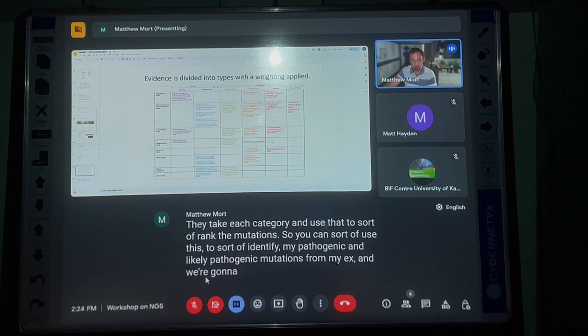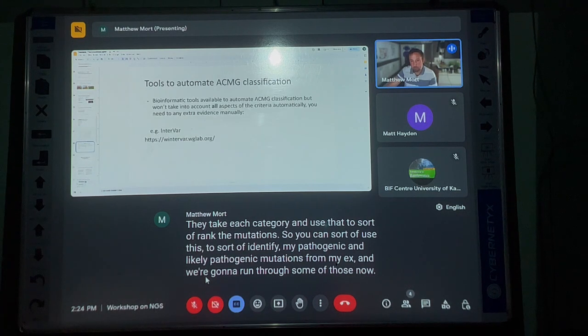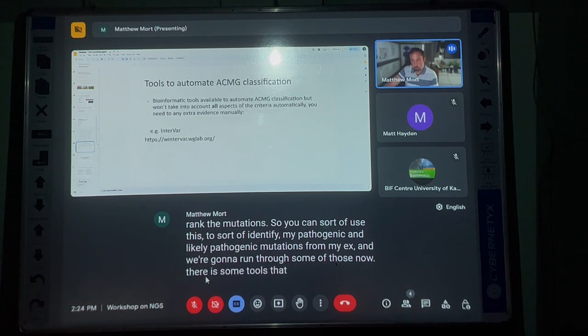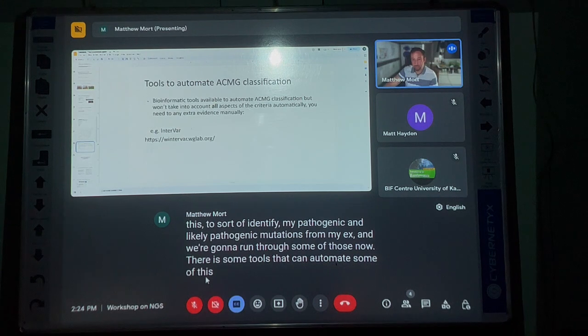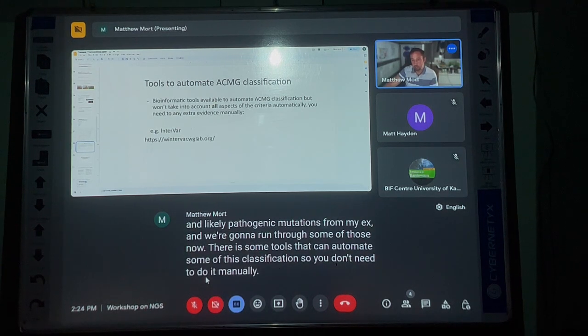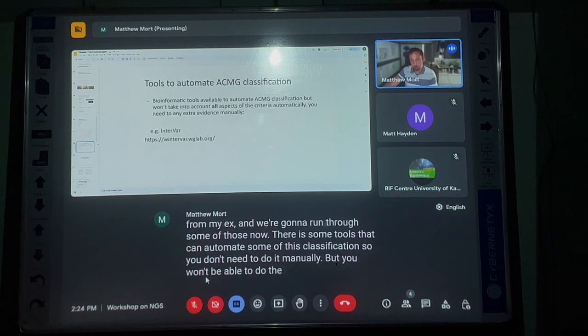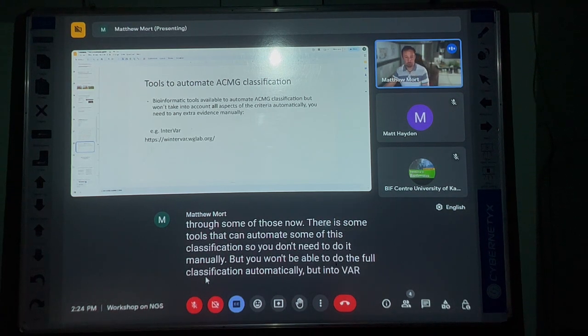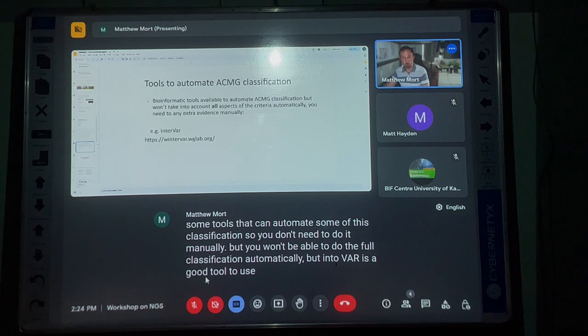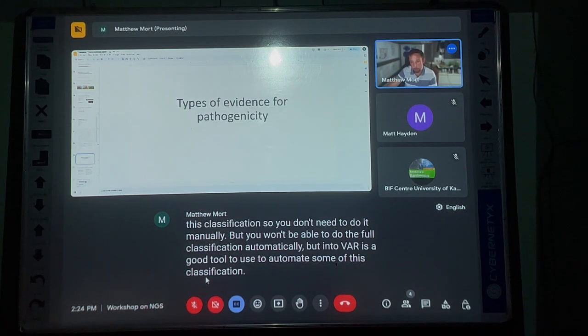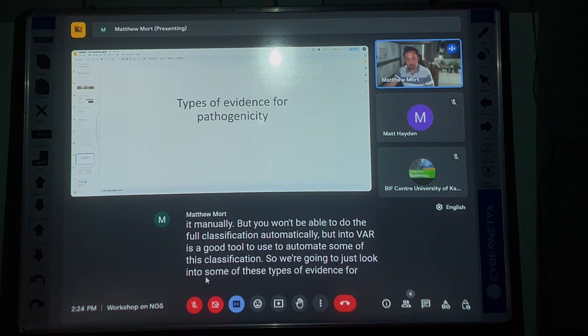We're going to run through some of those now. There are some tools that can automate some of this classification, so you don't need to do it manually, but you won't be able to do the full classification automatically. But InterVar is a good tool to use to automate some of this classification. So we're going to look into some of these types of evidence for pathogenicity.